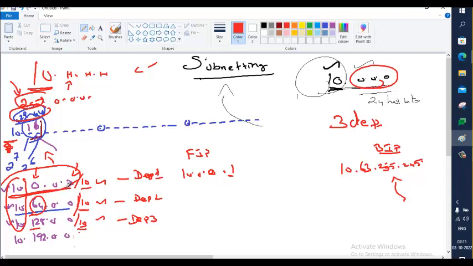Fine. What will be the last IP? One before this. See, we are talking about host. IP means what? To whom we give? To the computer, to the host. So you need to subtract one from here to know the last IP. Last IP is 10.63.255.254. This is the last IP.